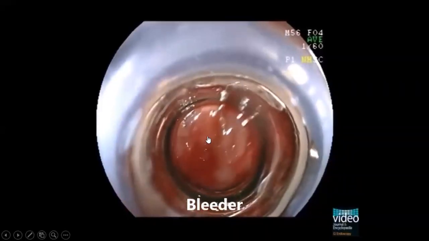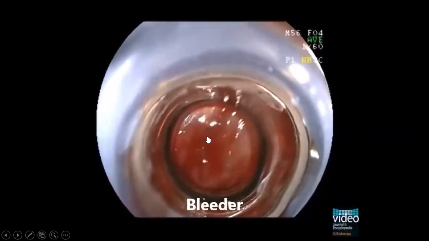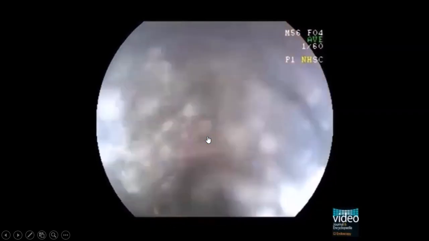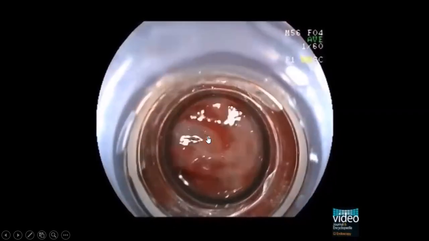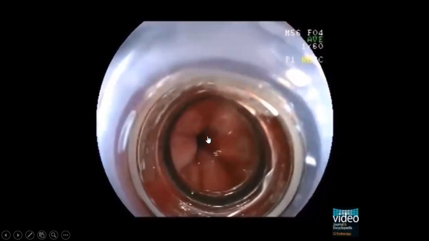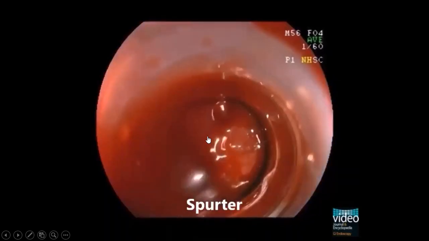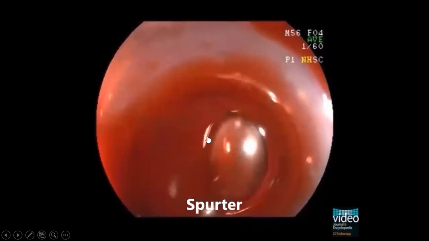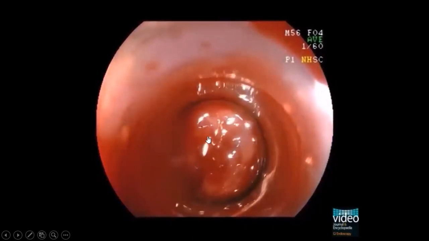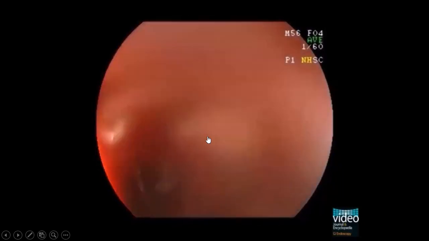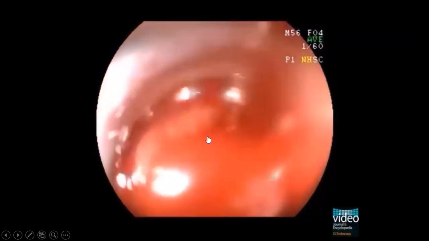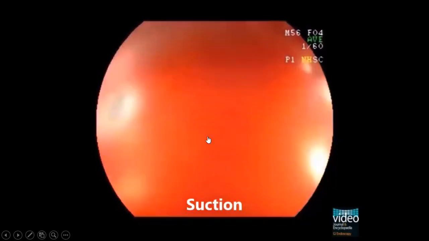We see now, in this video, esophageal varices that are bleeding. We can see the bleeding now. We start to rinse some water. This is the cap of the band ligation. We can see now the spurting of blood. We can see the spurter now. You see it? So we start to make some suction.